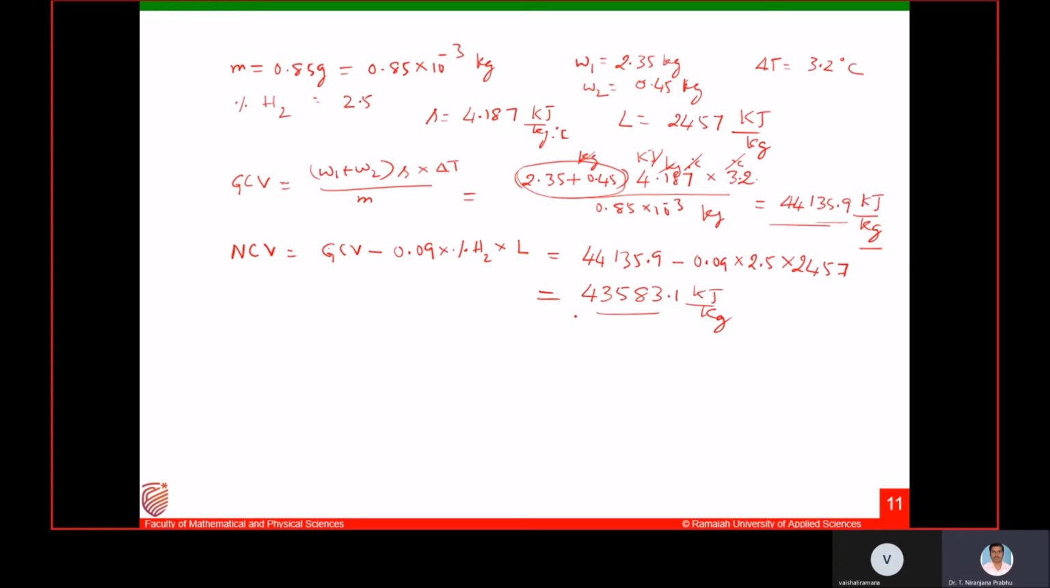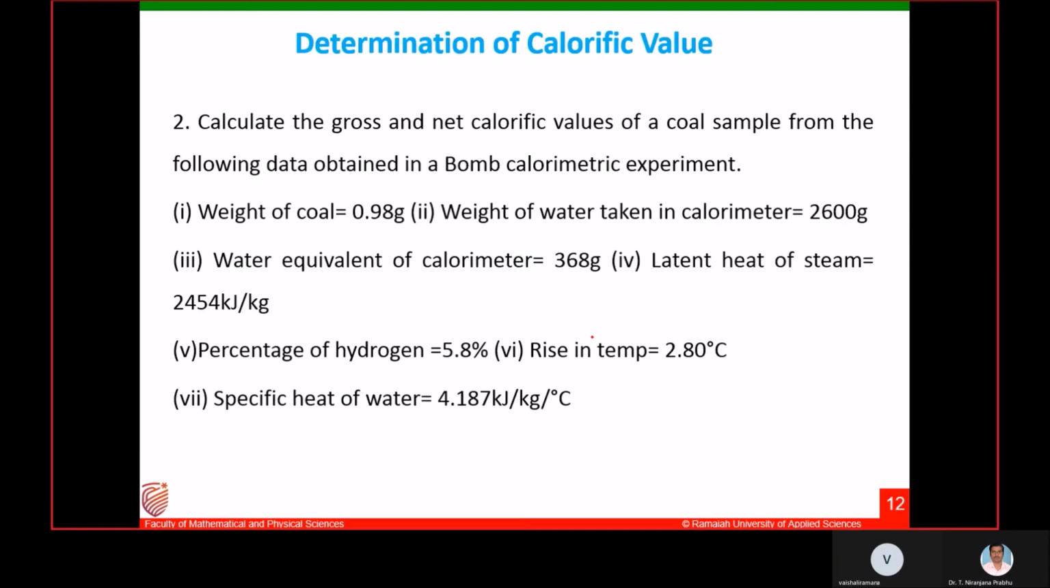Now, I hope this is clear. Let us look at another problem. Calculate the GCV and NCV of a coal sample from the following data obtained in a bomb calorimeter experiment. Weight of coal 0.98 gram. Weight of water taken in the calorimeter 2600 gram. Water equivalent of calorimeter 368 gram. Latent heat of steam 2454 kilojoule per kg. Hydrogen 5.8%, rise in temperature 2.8 degree, specific heat of water 4.187 kilojoule per kg per degree centigrade.